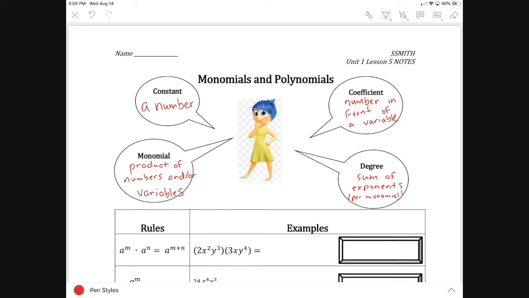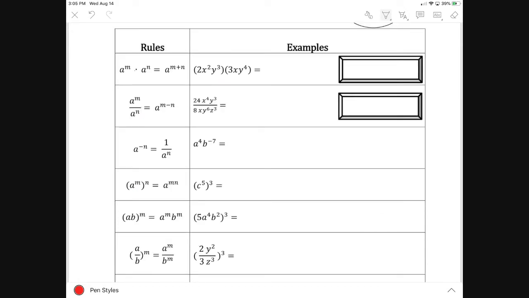So, guys, now that we have this basic vocab down, we're going to go over the rules for monomials and polynomials. Okay, so our first rule is going to be down here at the bottom. Our first one we see is a^m times a^n equals a^(m+n). So you see our exponents are getting added together. If we're going to show this example, we're going to see our x^2, our x, and then our y^3, and then our y^4. So we're going to just add those together.